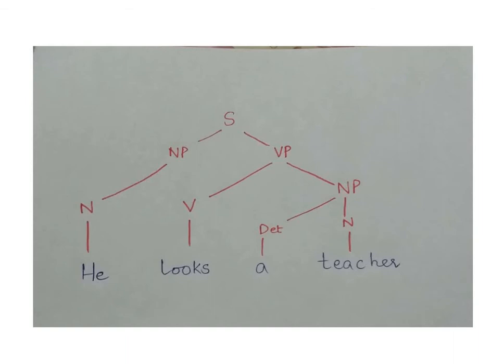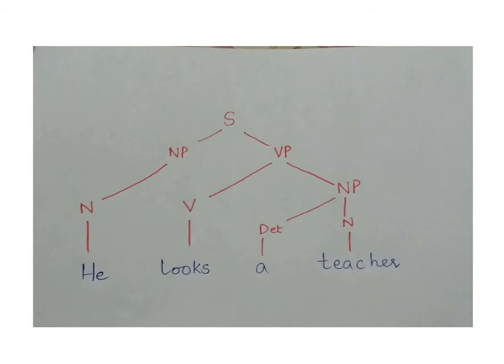Then again, "a teacher" is a noun phrase. A noun phrase further contains a determiner and a noun. So first, see what types of parts it contains, then arrange them accordingly. And see that the level of the noun phrase and verb phrase is equal.